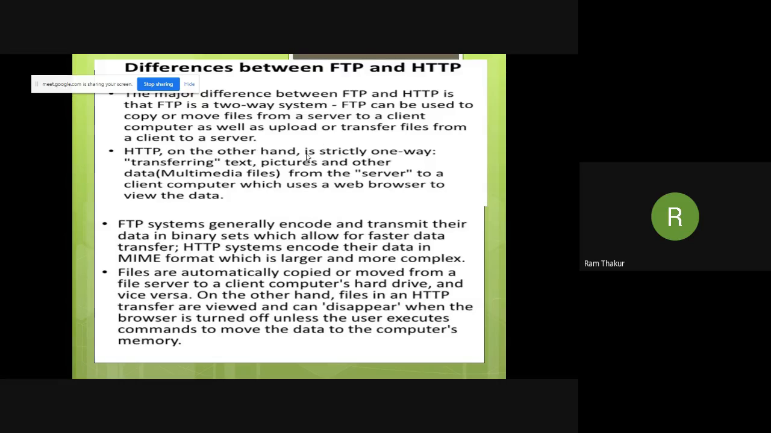Basically, FTP systems generally encode and transmit their data in binary, which allows for faster data transfers. HTTP systems encode their data in MIME format, which is larger or more complex. MIME is basically an email protocol. So in FTP, files are automatically copied or moved from the file server to the client computer's hard drive and vice versa. On the other hand, in HTTP, the transfers are viewed and can disappear when the browser is turned off, unless the user executes a command to move the data to the computer memory.